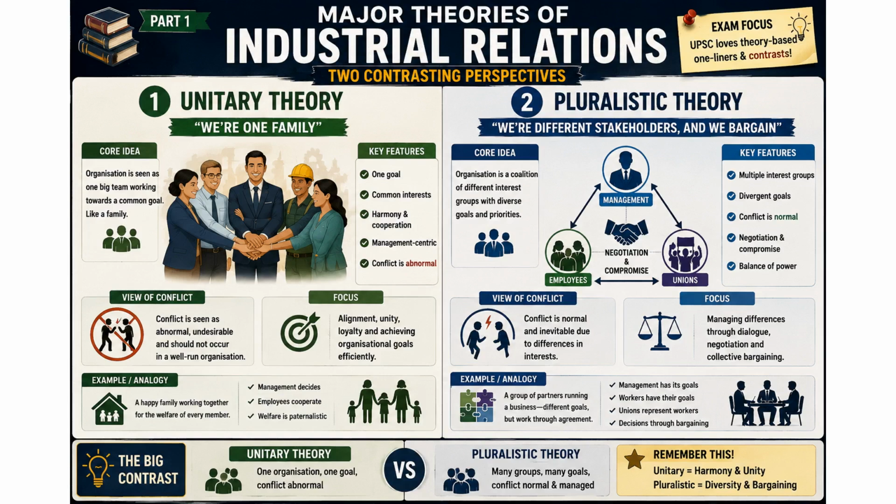Second, the pluralistic theory, and this one takes the opposite view. Here, the organization is seen as a coalition of different interest groups. Management, unions, and employees, each with their own priorities. Under pluralism, conflict isn't abnormal at all. It's expected, and it's managed through negotiation and compromise. So remember this contrast. Unitary says we're one family. Pluralist says we're different stakeholders, and we bargain.